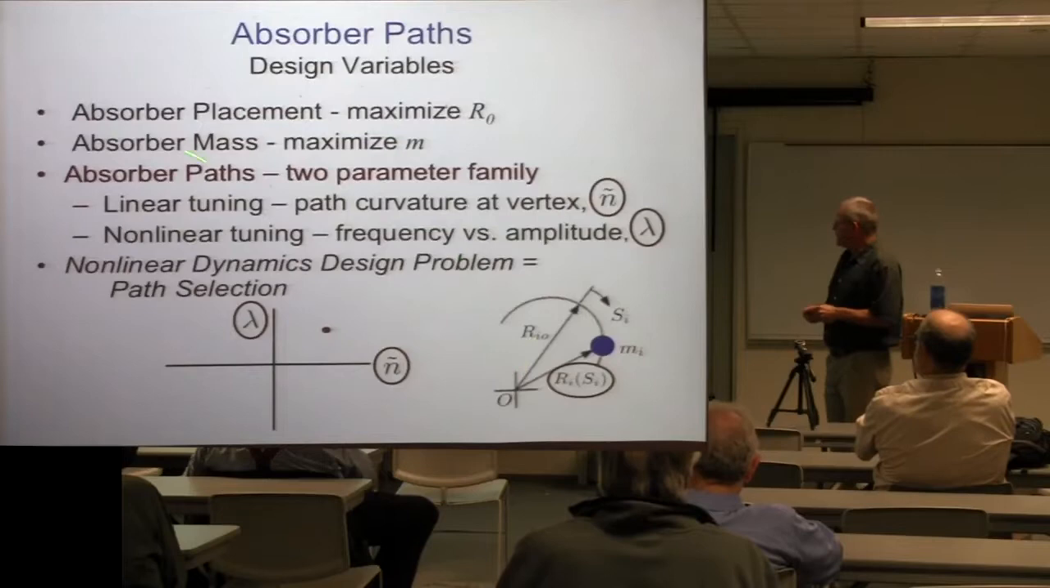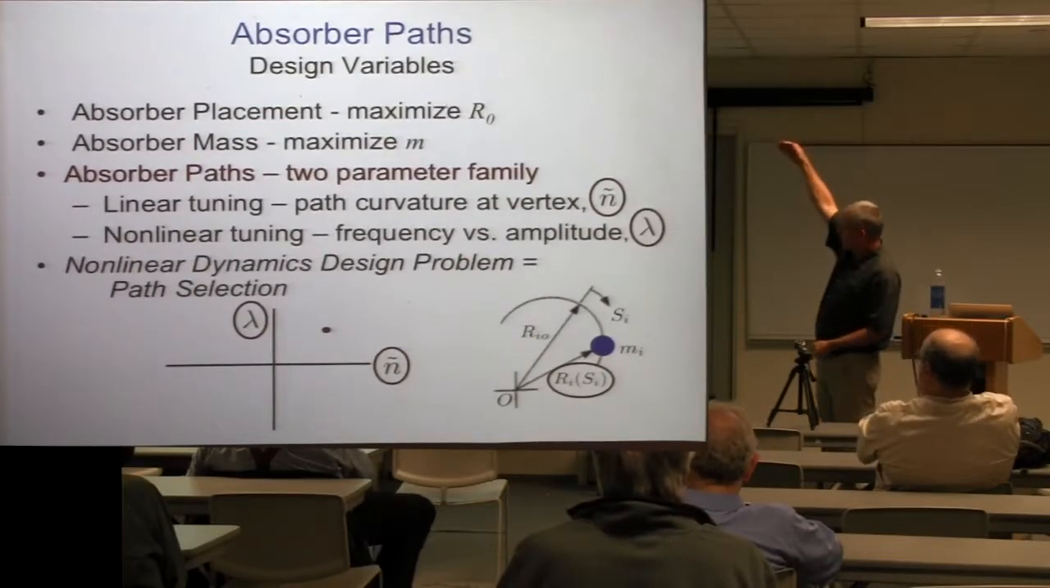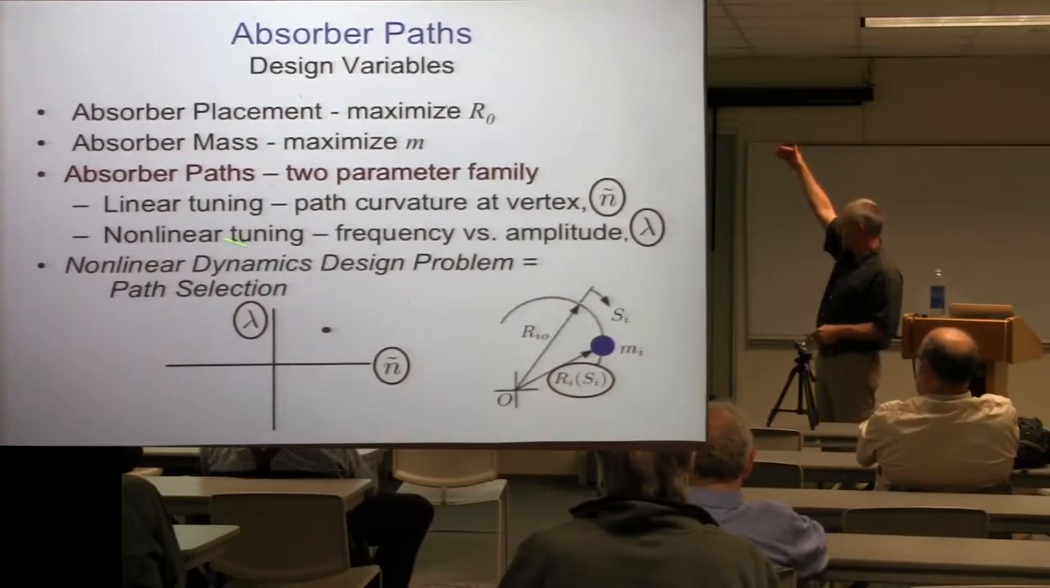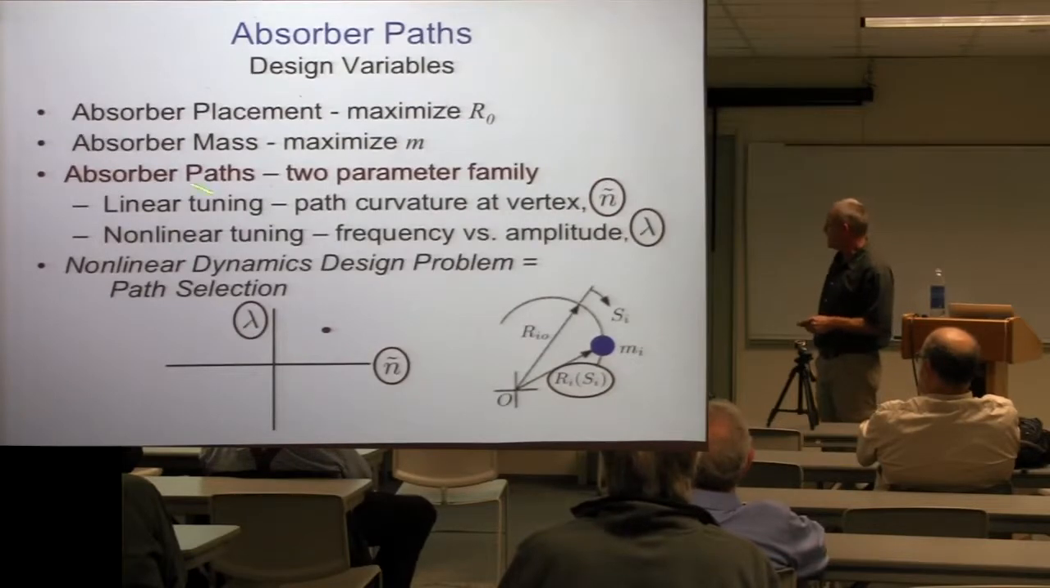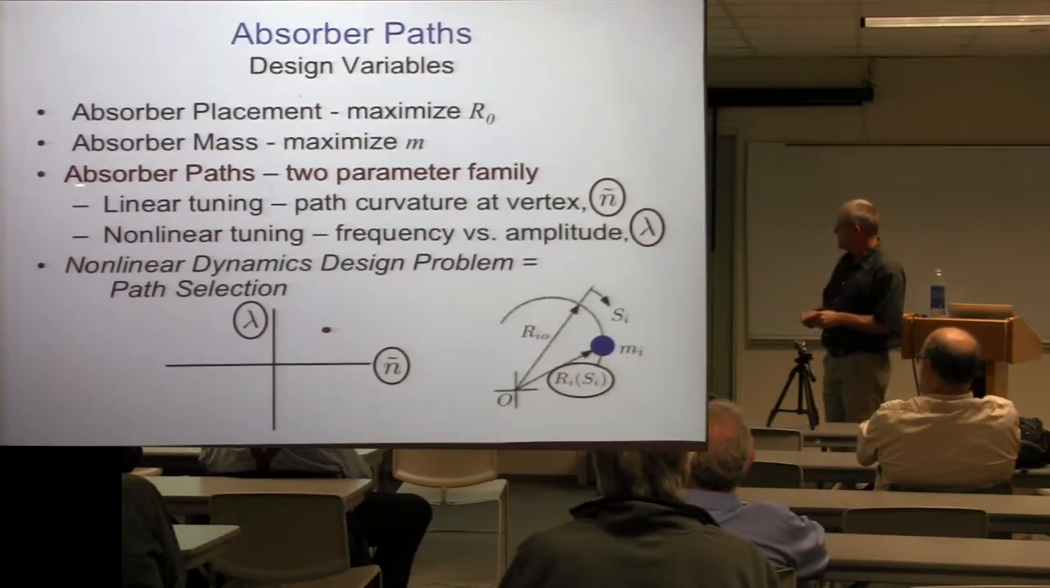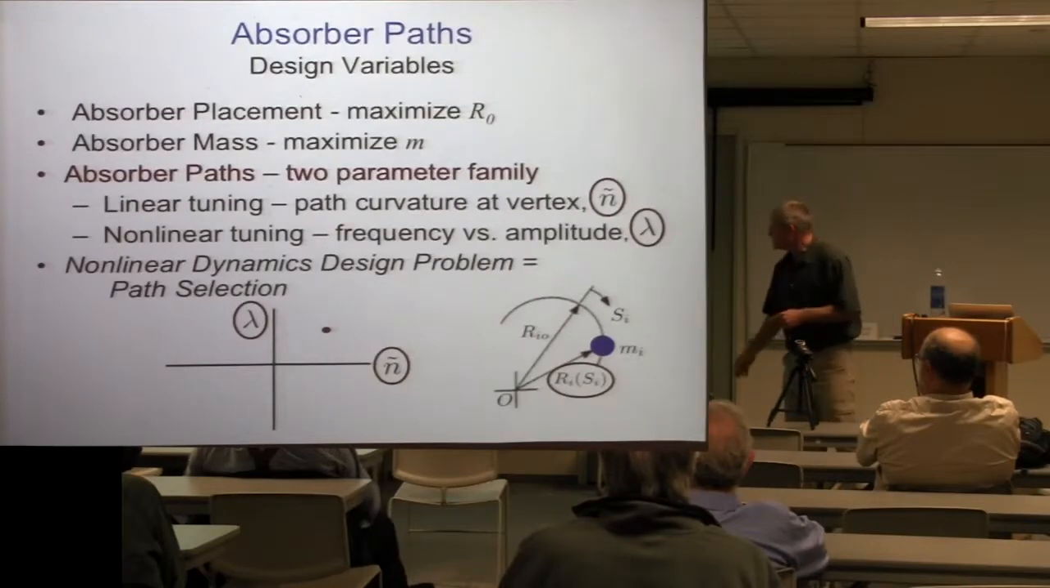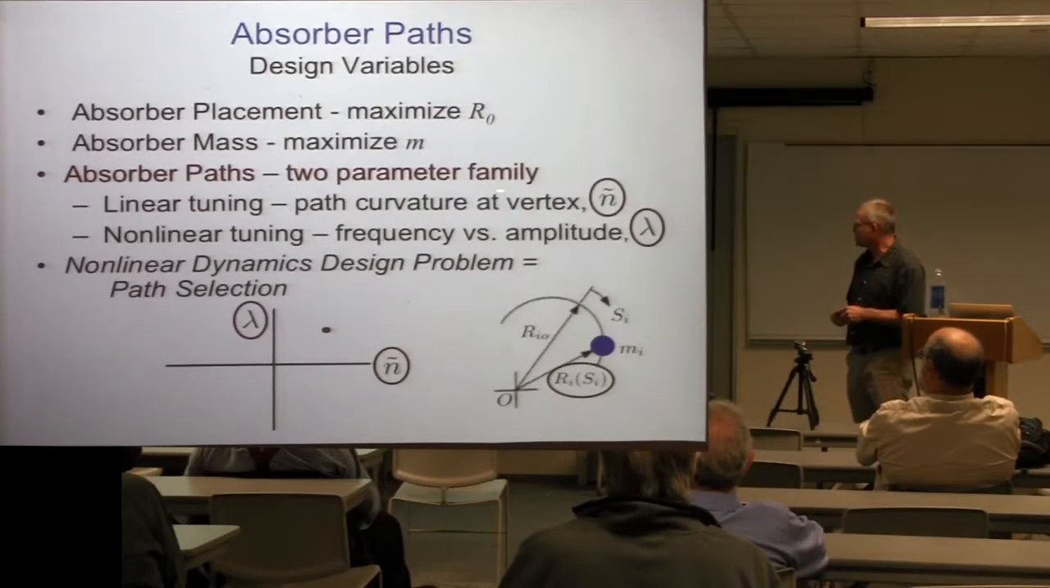So here's the design problem. If you really want to do this problem, you want to maximize how far away the absorbers are. You want to try and get a lot of mass out there, but you can't do that in a crankcase. So really, as soon as you maximize those two things, the only thing you have left to play with is this path. And I'm going to look at a 2-parameter family of paths. This is not due to me. This is due to someone I'll mention later, Victor Borowski, who was at Ford at the time and working with a guy. I got into this project long ago. I'll tell you a little story about that later.